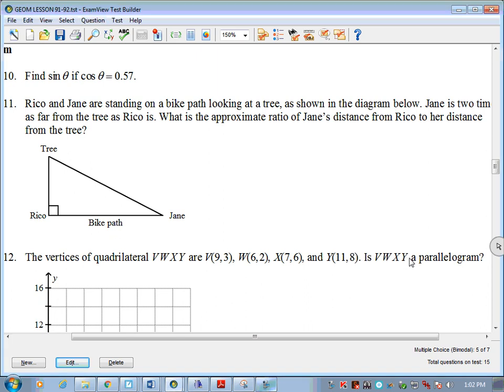Geometry, lesson 91, 92, part 2. We're going to pick it up with question number 10. Now, I showed the other class, I'll show this class the same thing, that there are two methods to finding the answer to number 10.